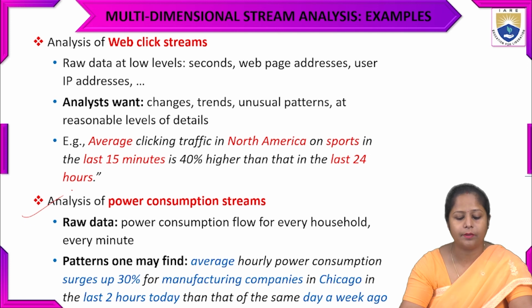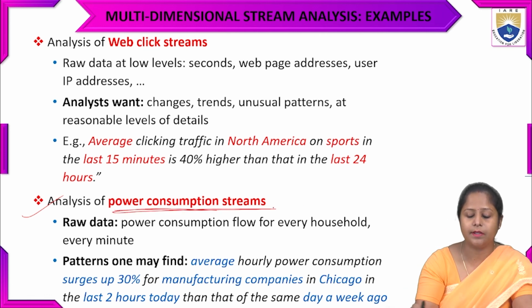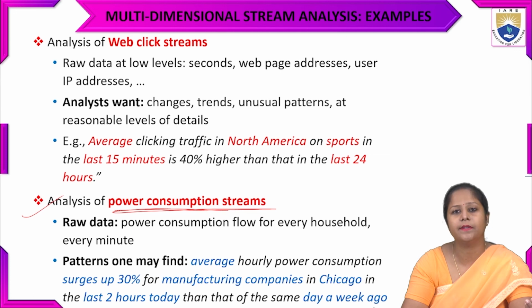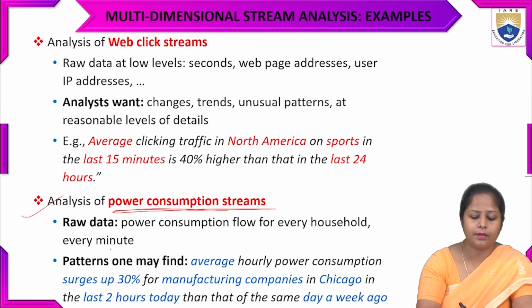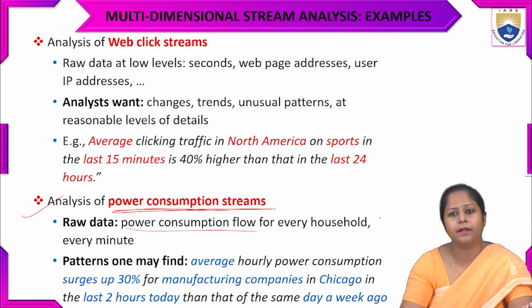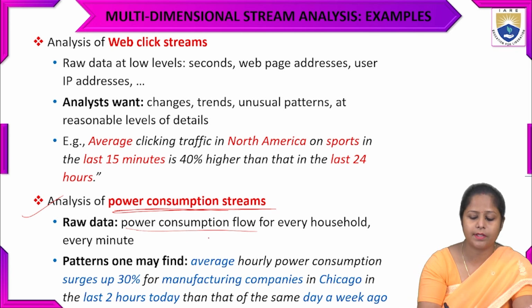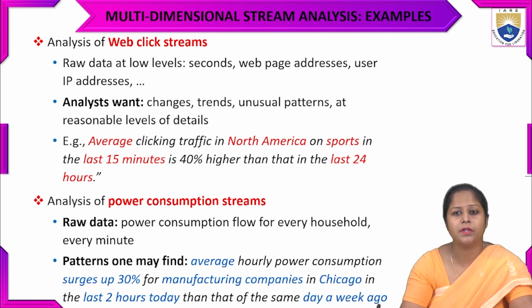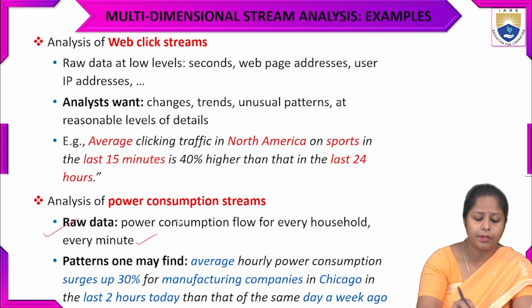Another example we have taken is the power consumption stream. What is the power consumption stream? In some houses, we calculate the power consumption flow, how much power every household is using. The power consumption flow for every household every minute will be the raw data of the multidimensional stream data. For that we need to find the patterns. How is the power consumption changing, per hour, per minute, per second?